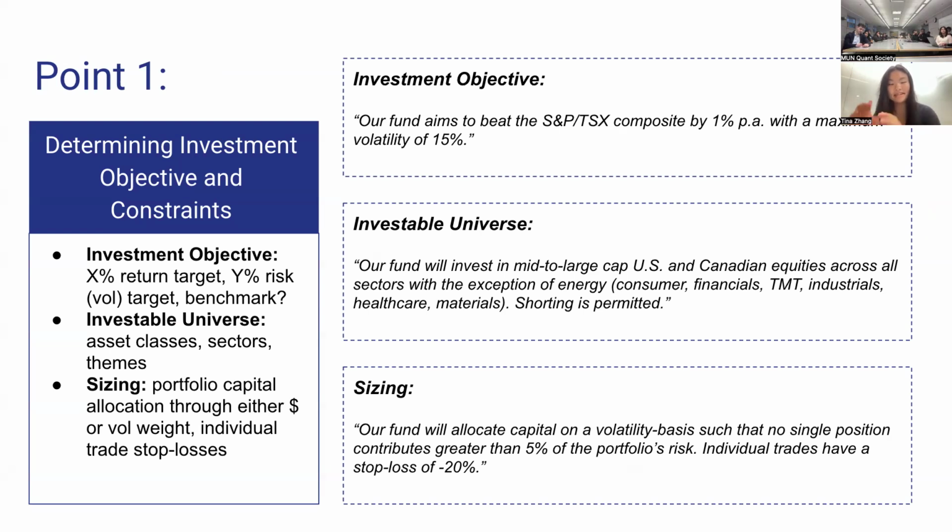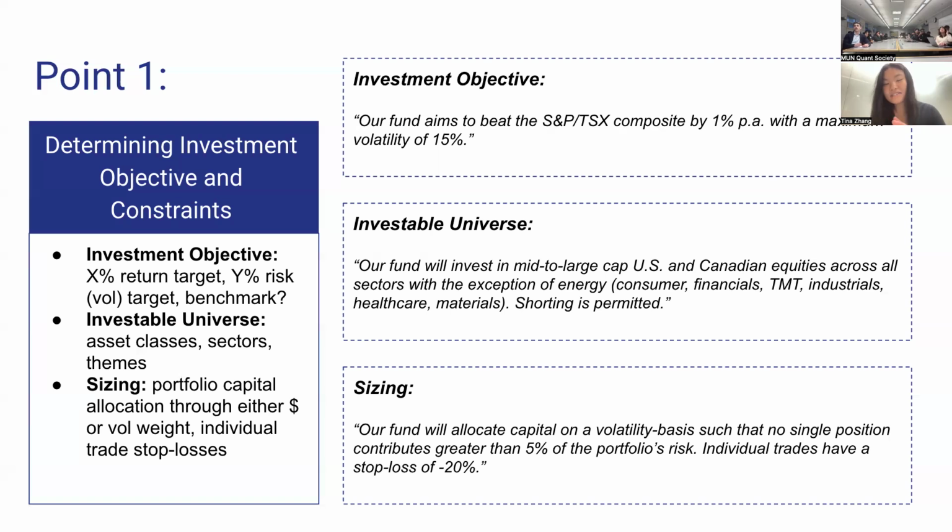The next thing is the investable universe. So obviously there's so many different financial assets that you could invest in. And you're going to have maybe an interest towards certain ones over others or expertise in certain assets over the others. So equities is usually a good place to start. Let's say this fictional fund is going to only invest in mid to large cap US and Canadian equities.